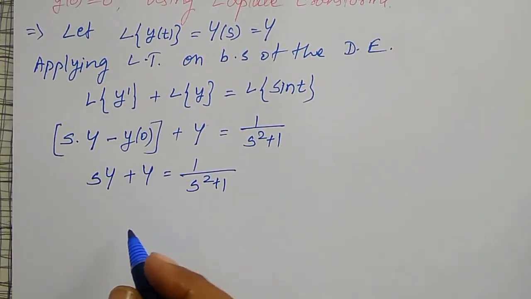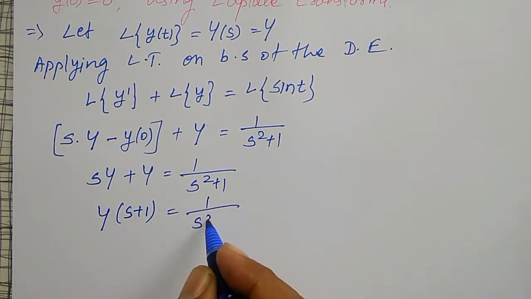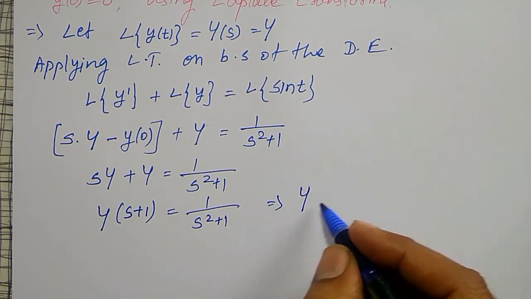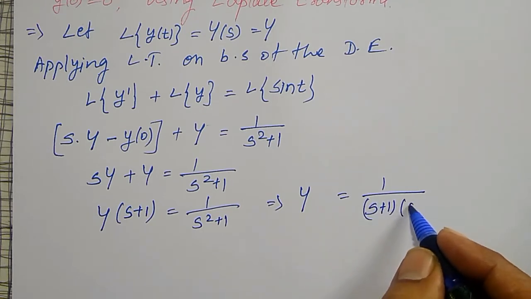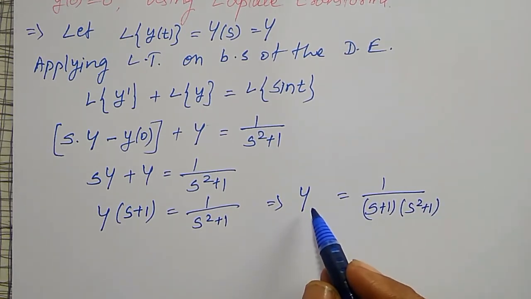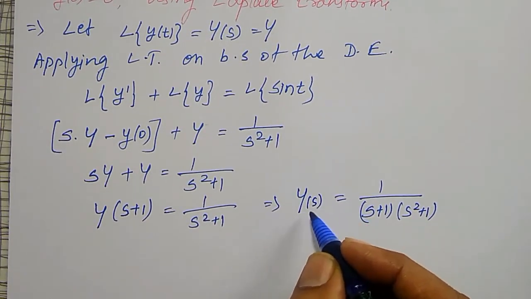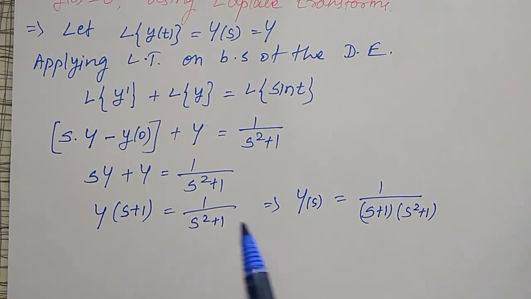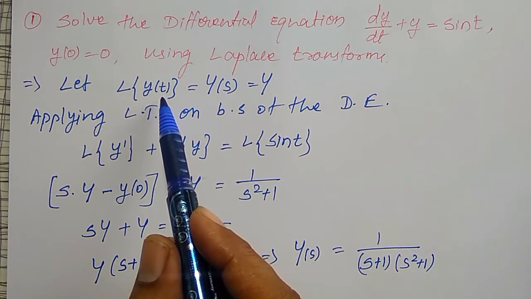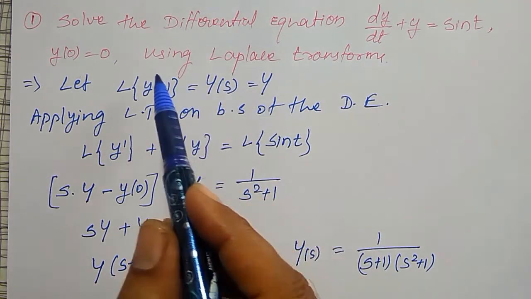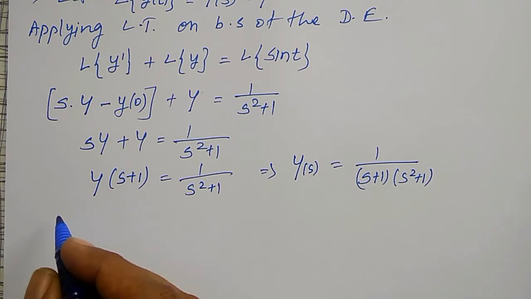Now taking Y common here, I will get s plus 1 times Y equal to 1 divided by s square plus 1, which implies capital Y is equal to 1 divided by (s plus 1) into (s square plus 1). This capital Y is nothing but capital Y of s. But my intention is not to find capital Y of s. My intention is to find small y of t. How to get y of t then? By applying the inverse Laplace transform here, I will get back y of t. Use this concept here, applying the inverse Laplace transform on both sides.